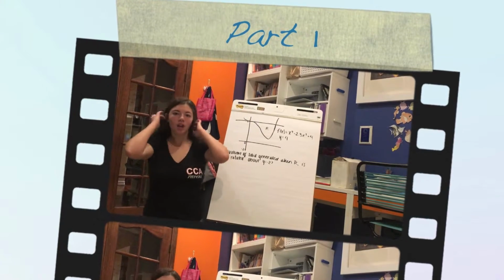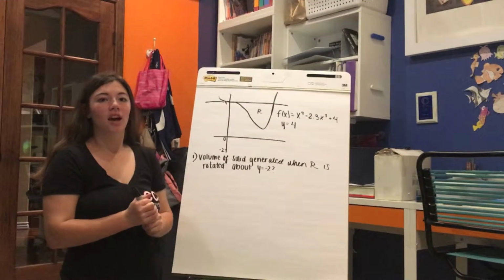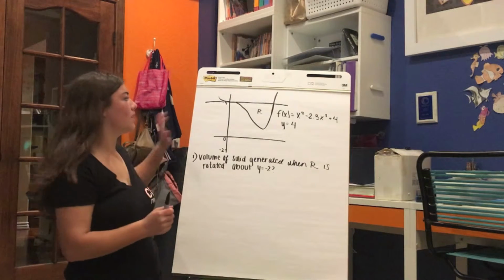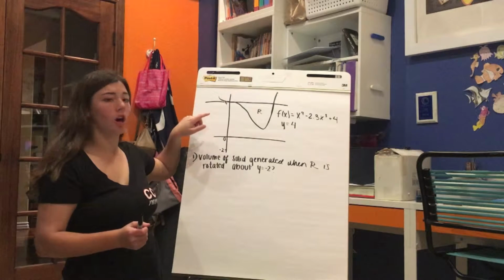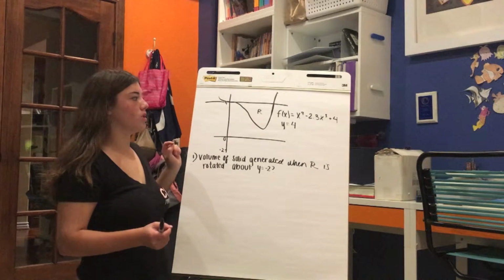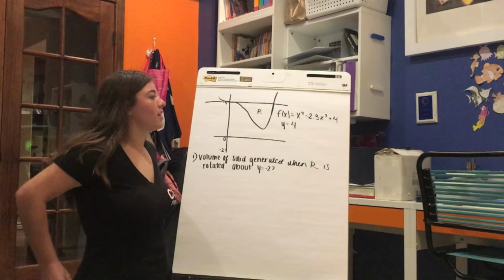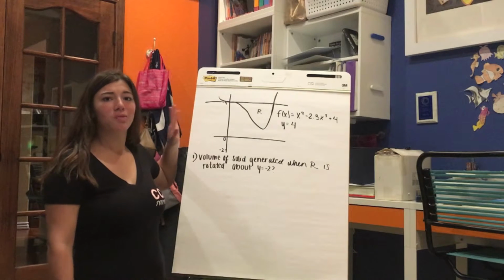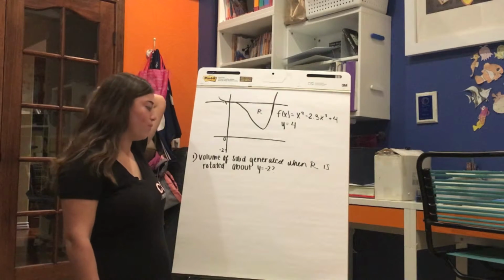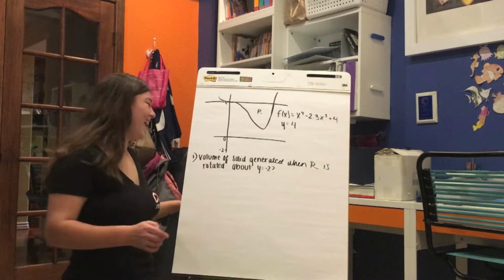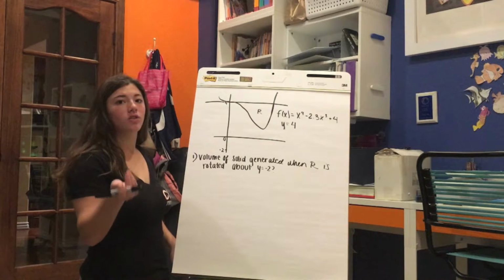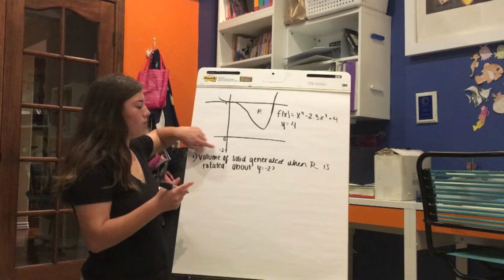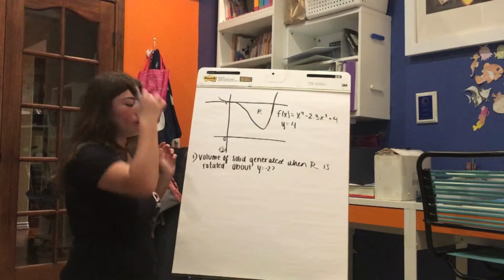Hi everyone, I'm going to talk about the 2014 Calc AB FRQ number 2, and so here it is. They give you this graph with region R, where f of x is equal to x to the fourth minus 2.3x cubed plus 4, and y equals 4. That's the graph; I tried to draw it as closely as possible to the one on the FRQ. The question asks, what's the volume of the solid generated when region R is rotated about y equals -2? So the -2 here.